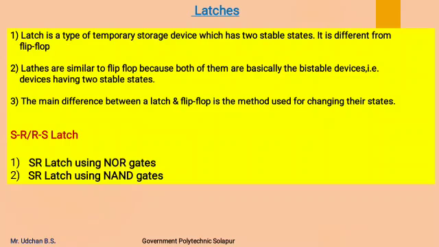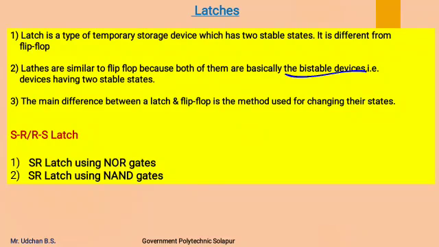Now next we will see the latches. It is a type of storage device which has two stable states. It is different from flip-flop, but the latches and flip-flops both are similar because both of them are basically the bistable devices, that is devices having two stable states. The main difference between latch and flip-flop is the method used for changing their states. We will see the methods which are used for the latches and flip-flops in the next lectures.